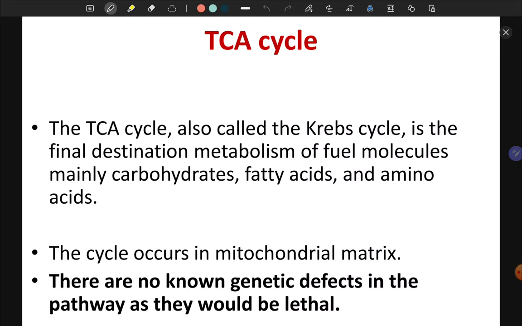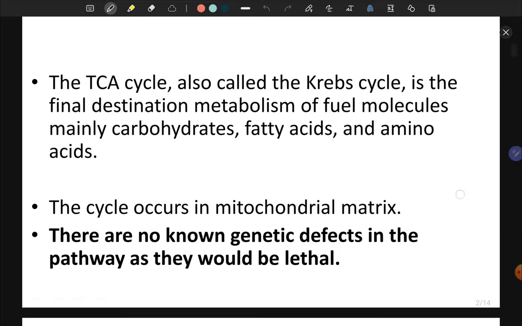Glycolysis and the hexose monophosphate shunt happen in the cytoplasm, but the Krebs cycle happens in the mitochondrial matrix.